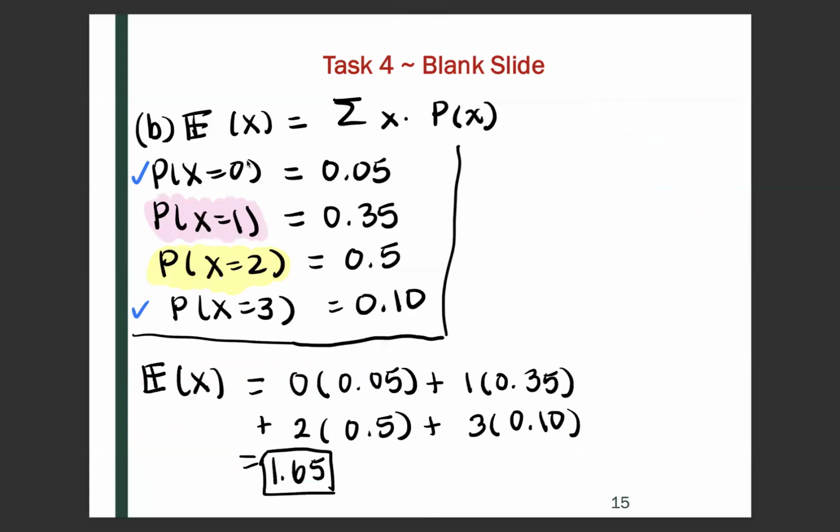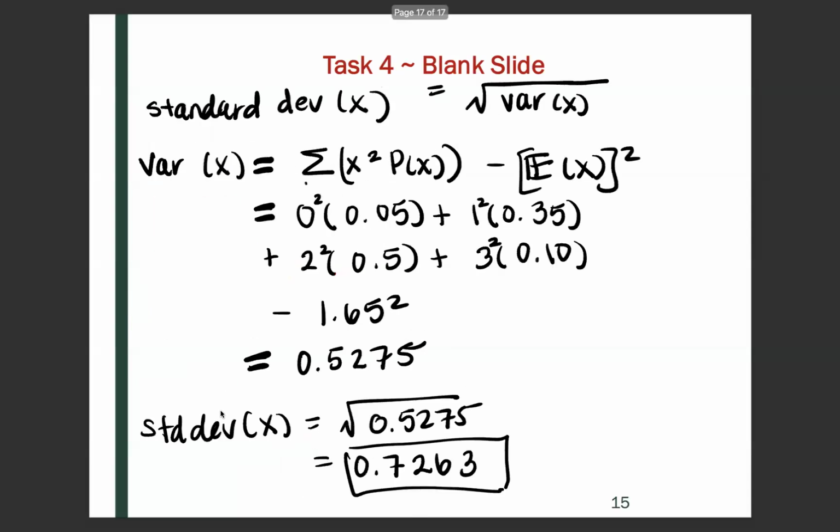Okay, so now that we have this information, we can find the expectation. So the expectation is the sum of x times the probability of x. So that's going to be 0 times 0.05 plus 1 times 0.35 plus 2 times 0.5 plus 3 times 0.1. And so when you simplify, you get 1.65. That is the expected value or the expectation.